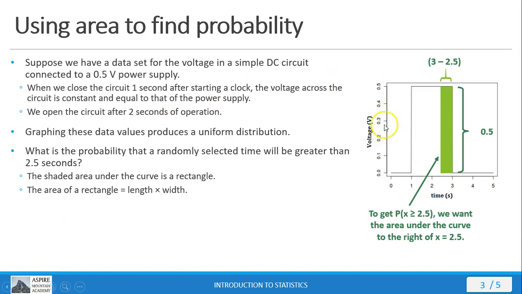The voltage on our y-axis is the height of the rectangle. The width of the rectangle is going to be the difference between the 3 on this edge and the 2.5 on this edge. So this is really 1/2. That's the width of your rectangle. If I multiply that out, length times width, I get 0.25 or 1/4. And that is the probability that a randomly selected time will be greater than 2.5 seconds.